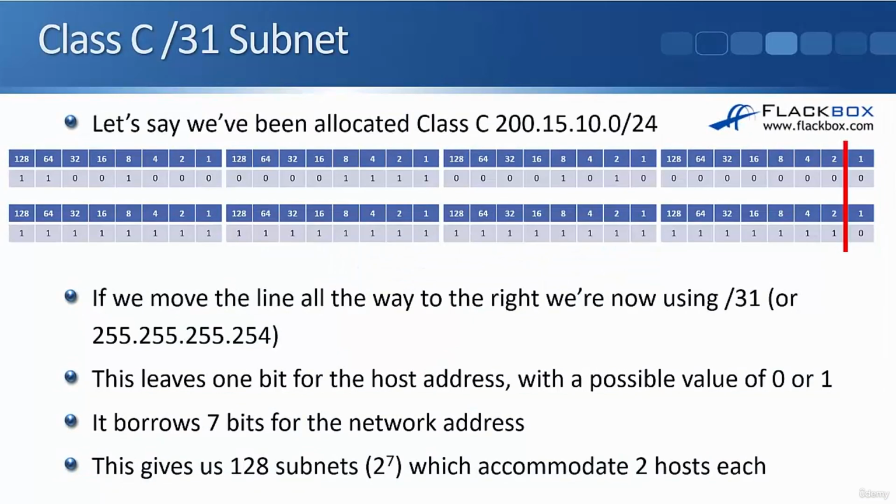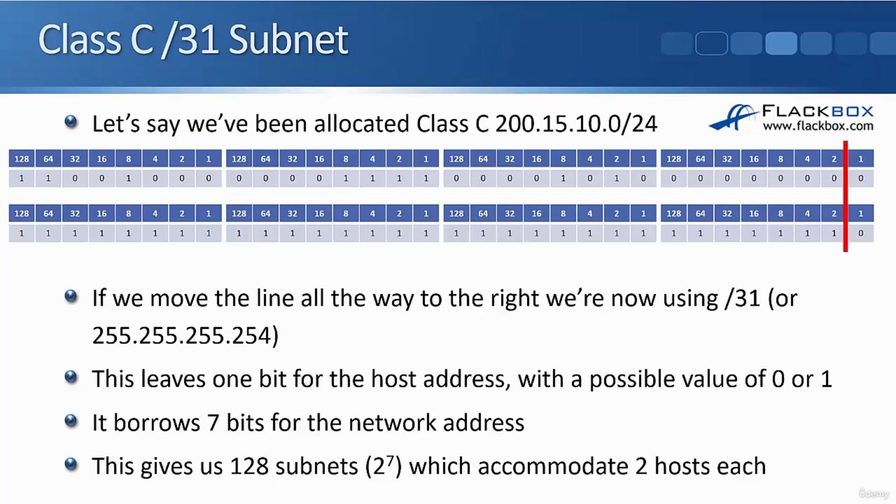Okay, moving on, let's say that we've been allocated class C, 200.15.10.0/24, again, the same as the last example. And here we're going to move the line all the way to the right. We're going to go with a /31. Obviously, we can't do a /32 if we want to have more than one available host. You can use a /32 subnet mask, but there's only one host there. That's mostly used for loopback addresses. Don't worry about it yet. We're going to talk about that later on. So if you do need to have multiple hosts, then the furthest right you can go is a /31.